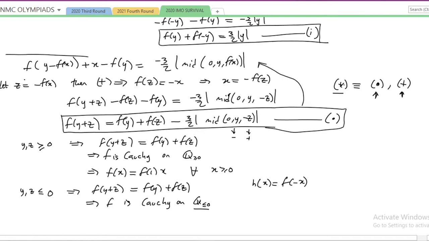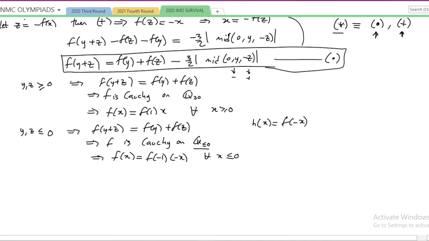So by doing that, it's just going to be similar to what we had before. It's going to take this linear form. So this means that f of x is actually going to be equal to f of minus 1 minus x, something like this. Or if you go more directly, you can write it this way, or in this case x greater than or equal to 0. So that's if you go with this.